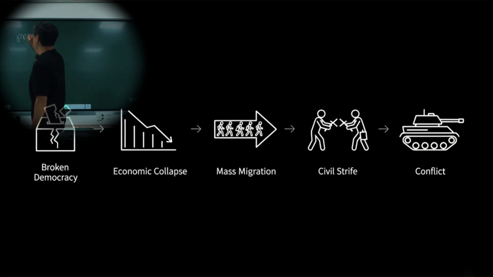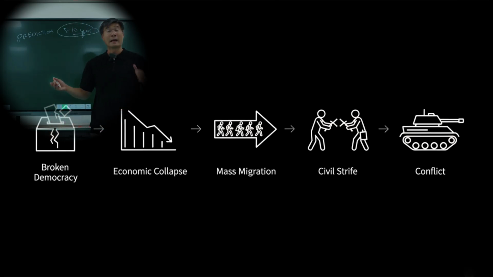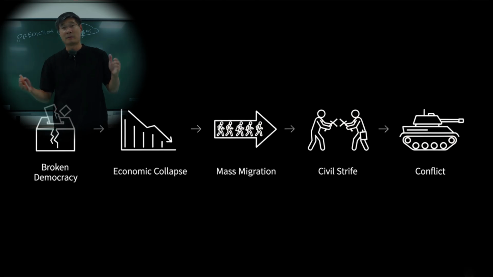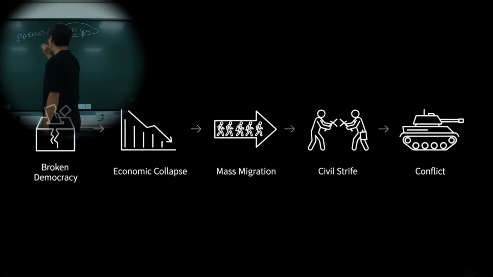And I expect these things to happen in the next 5 to 10 years. Or 10 to 20 years. Okay, I don't know the time frame, okay? But I expect these things to happen. Okay, the first thing that's going to happen in the Western world is the decline of democracy and freedom.